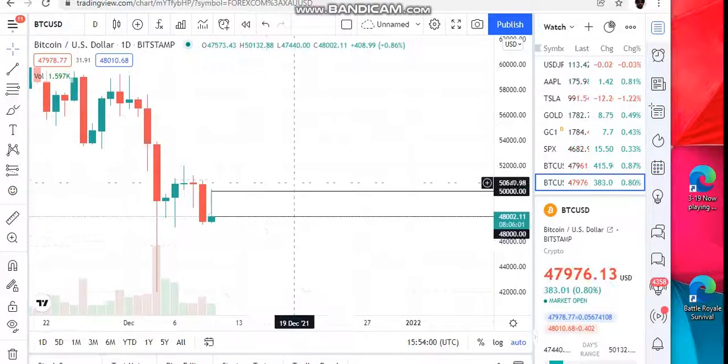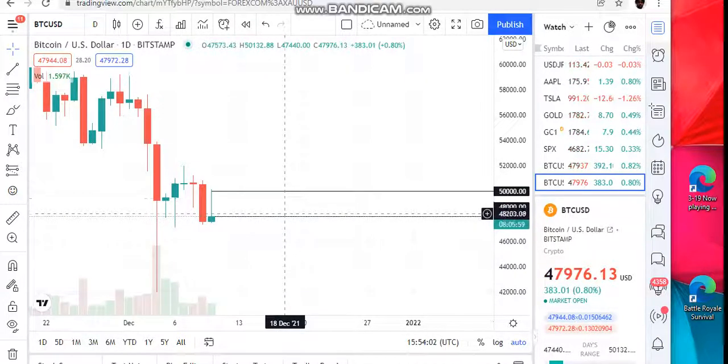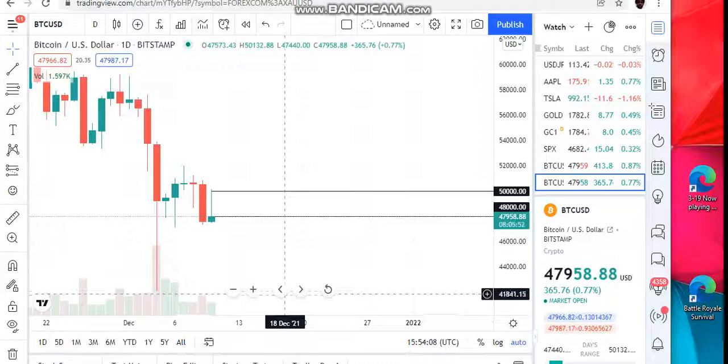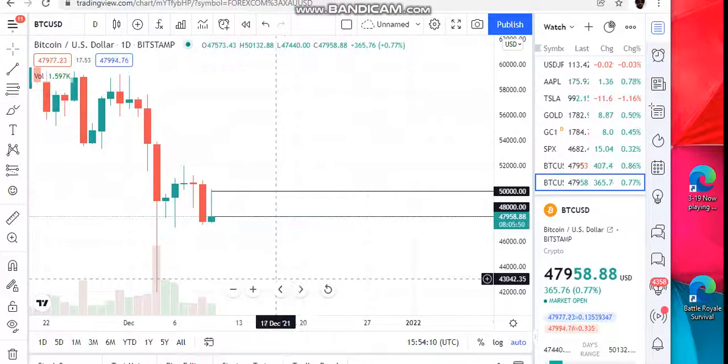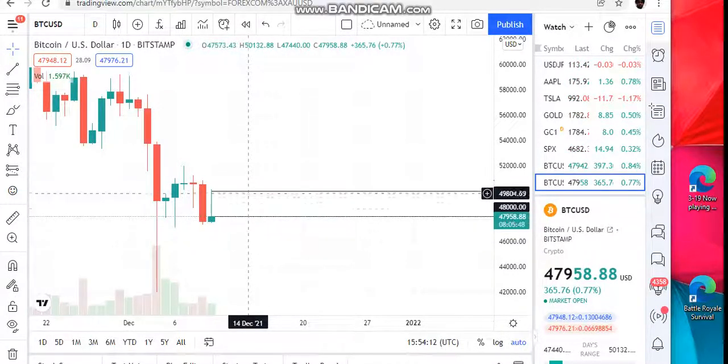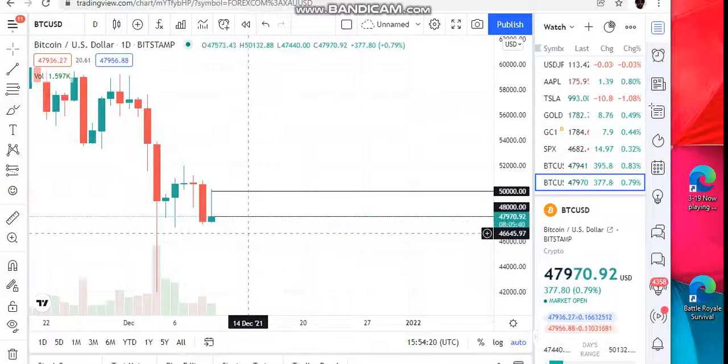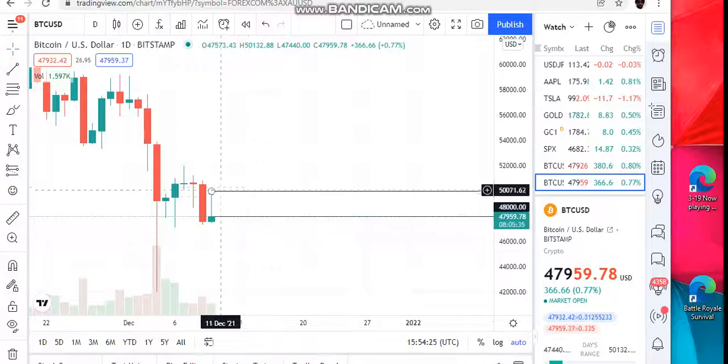From 5,000 to 48, you can see it closed damn near exactly at 48 on the daily. On the daily, you can tell it wicked all the way up to 5,000. Once it wicked up to 5,000, what did it do? It went down to 48, from 49 to 48. Banks like to trade at key levels: 5,000, 49, 48, 47.